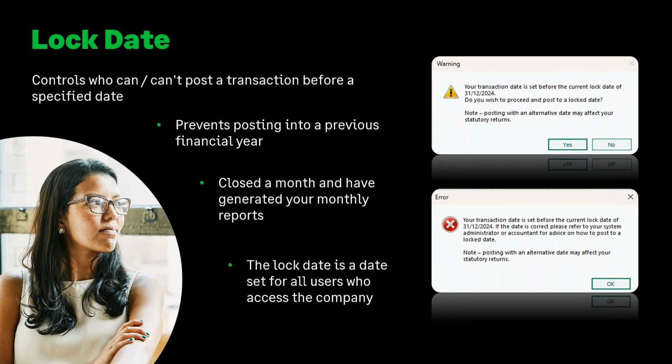But the key thing to remember is who can and can't post into the lock date is down to your user settings. And we'll have a look at that in a bit more detail in the demonstration and where you can set that as well. But one thing to remember is that the lock date is a date that's set for all users in the company. It's the user's individual access level that determines if they're presented with a warning message, which they can override, or an error message which prevents them from posting.